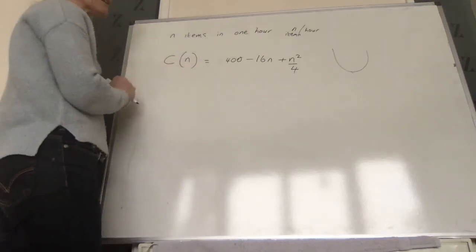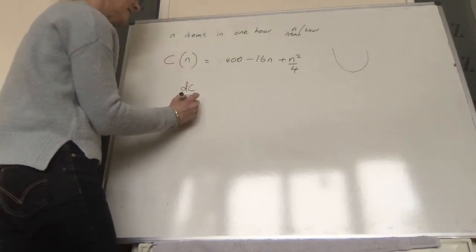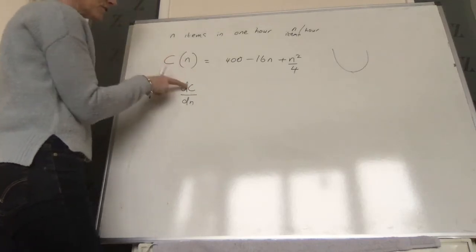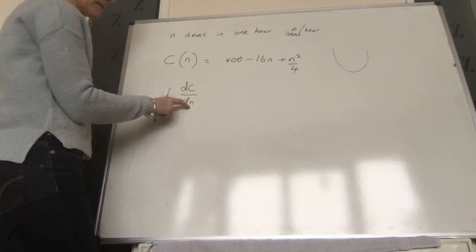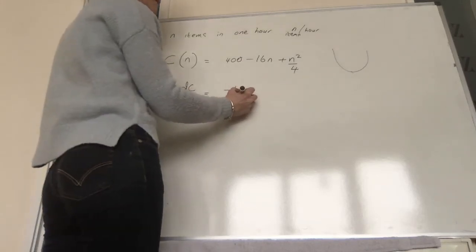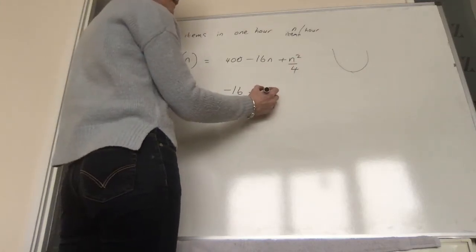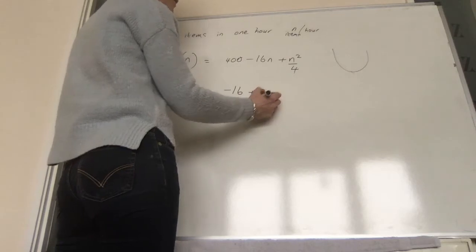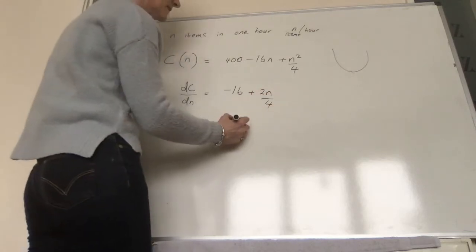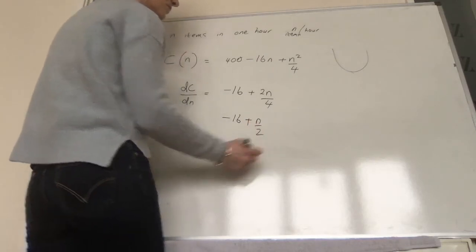dc by dn. So we're going to differentiate this and get dc by dn. We're differentiating this function with respect to this variable. dc by dn is minus 16 plus, bring your 2 down, so it's 2n, over 4, so minus 16 plus n over 2.